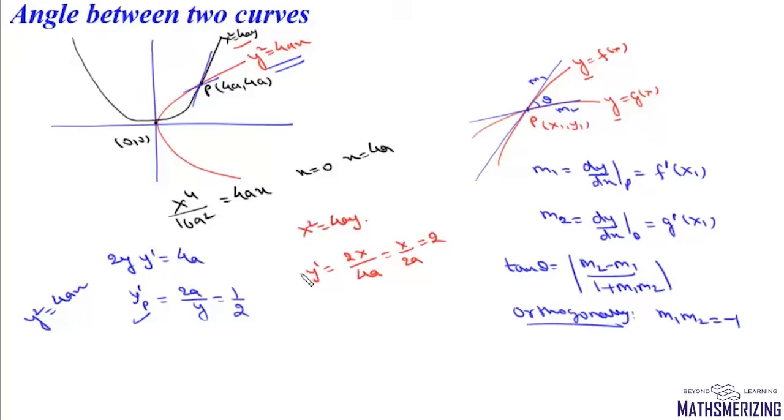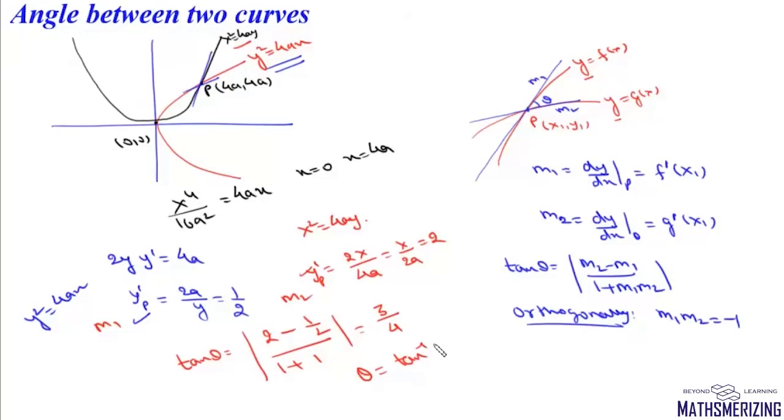So now we have both the slopes. This is, suppose, m1 and this is, say, m2. We can find tan theta as m2 minus m1, so 2 minus 1 by 2, upon 1 plus m1 m2, which is 1. So it'll be 3 by 4. So the angle between these two parabolas at this point of intersection P is tan inverse 3 by 4.